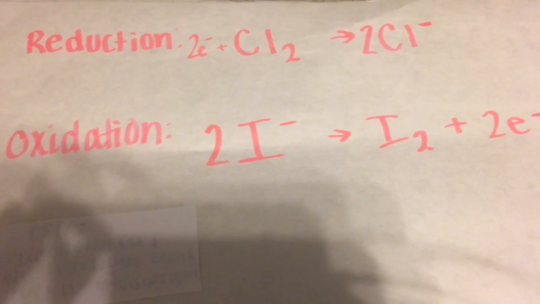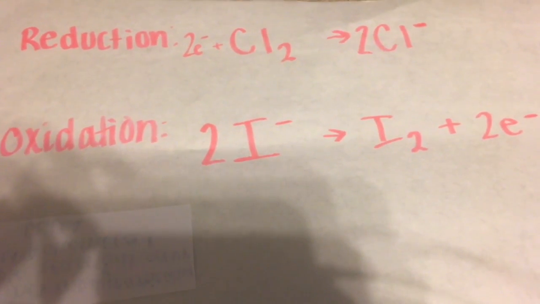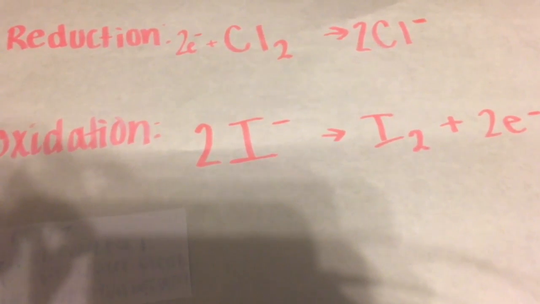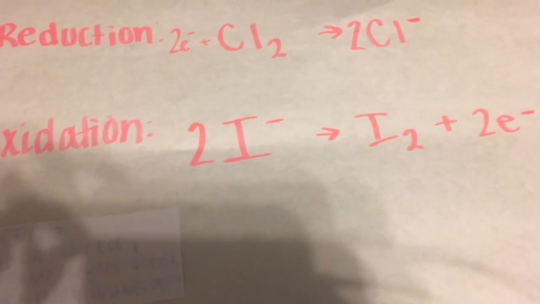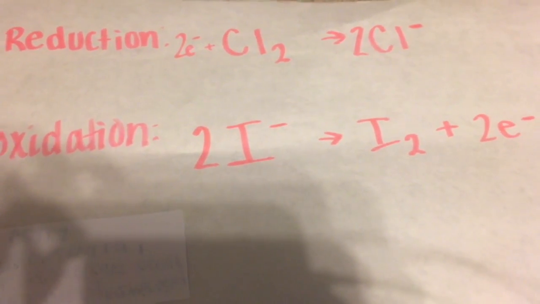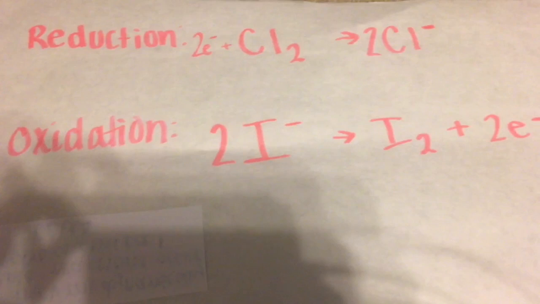Alright, so now we have added in electrons on both sides so that the charges on both sides are equal to each other, so each one has a charge of -2 actually for both half reactions.